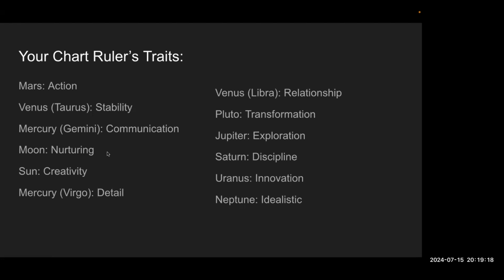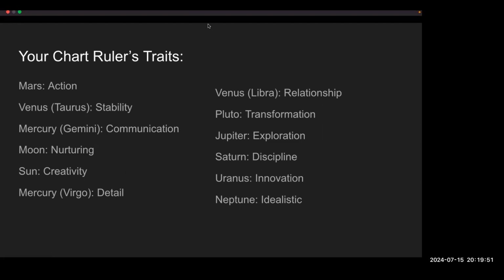Now, this isn't the only way to describe the traits of your chart ruler, but for the sake of time and simplicity and to have fun, I just put one on there, which is the one trait that is most often associated with that sign and planet. So Libra is most often associated with relationships. Mars and Aries is most associated with action. Mercury and Gemini, communication. The moon and Cancer, nurturing, sun, creativity. All of these are pretty standard and straightforward as it pertains to their traits.